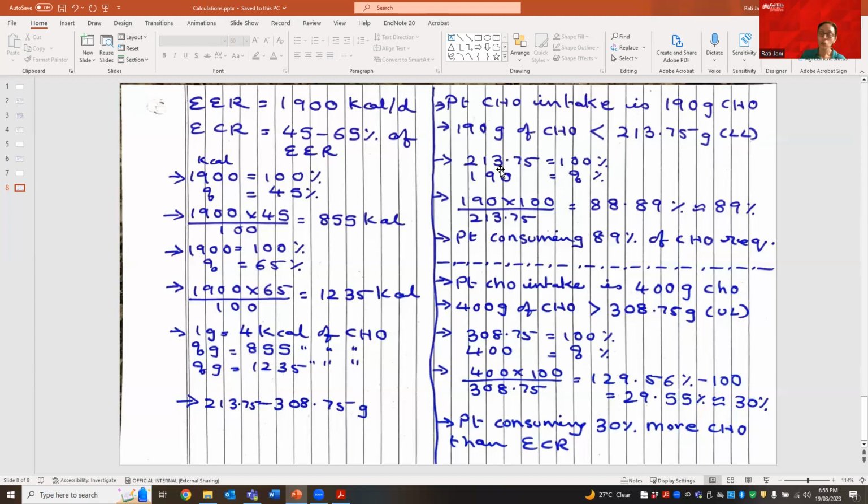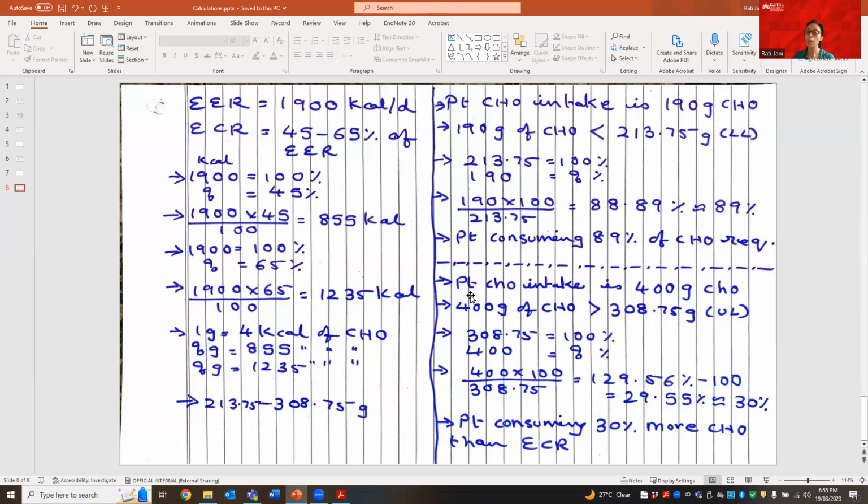Okay. So 213.75 is 100%. So what is 190? Again, cross multiply and you will get 89%. Okay, so the patient is consuming 89% of carbohydrate requirement. All right, the patient is not consuming 100% of carbohydrate requirement. Why? Because this number is less than this number. All right, so that's why the patient is meeting 89% of the carbohydrate requirement.